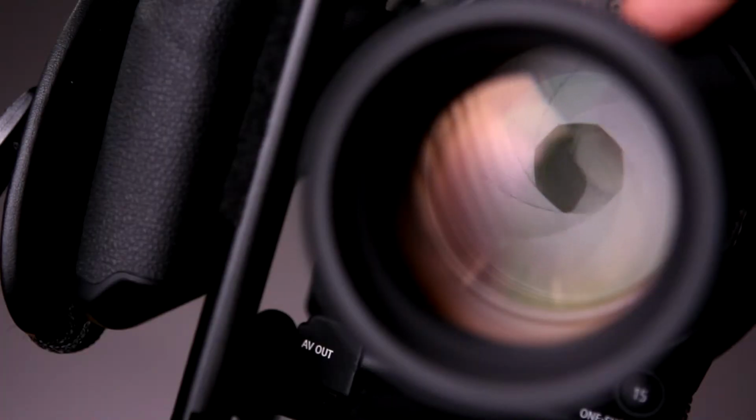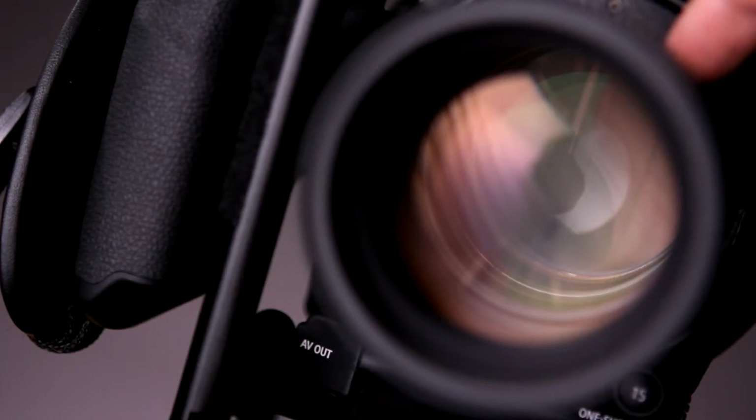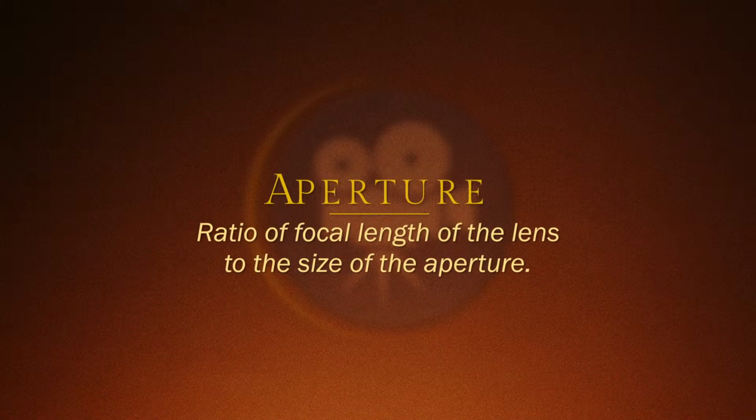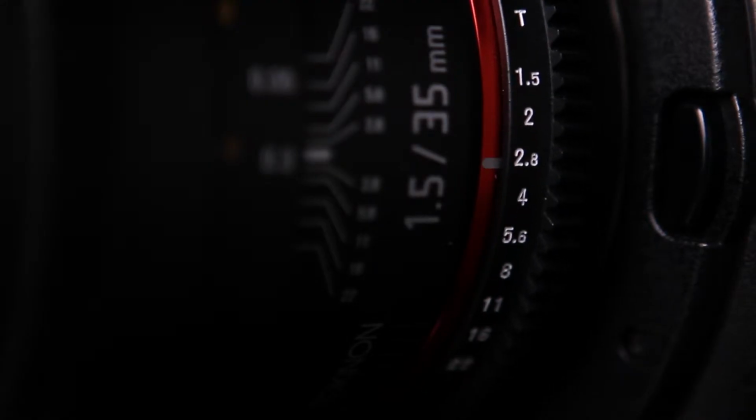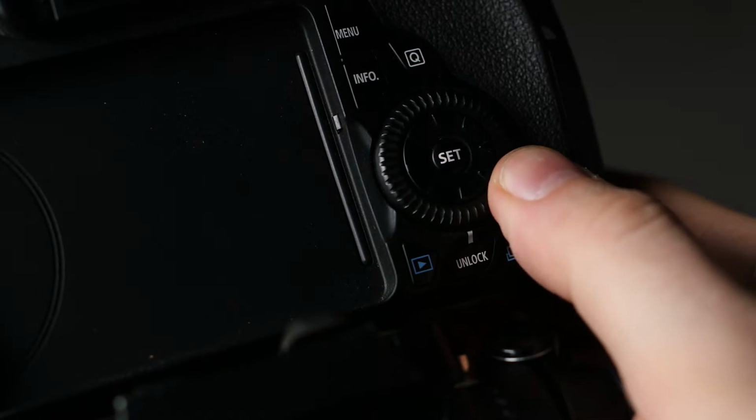The aperture is the hole or the opening in the lens that controls how much light ends up on your camera sensor. It's the ratio of the focal length of the lens over the size of the aperture. You control the aperture either by physically moving the lens or by dialing it in with a wheel on your camera body. As you change the aperture, you're changing its size, which is why the numbers change too.